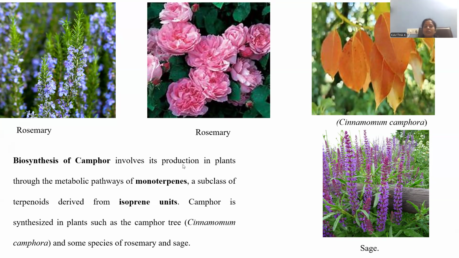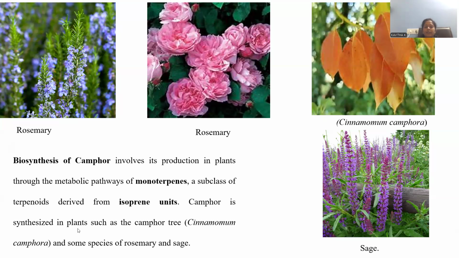Biosynthesis of camphor involves production in plants through a metabolic pathway, the monoterpene pathway. As we already know, camphor is a monoterpene material. It is a subclass of terpenoid, the monoterpene and terpenoid class of material, and it is derived from isoprene units. Two isoprene units are combined so that a monoterpene will be generated.